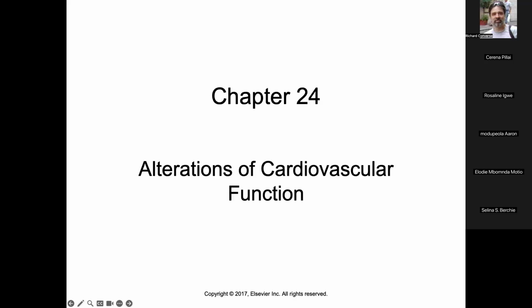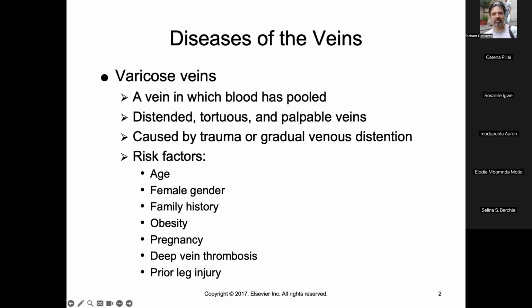Okay, we're going to talk about alterations of cardiovascular function here. And our first is varicose veins. This is a vein where blood has pooled. They become distended, tortuous, and you can palpate them. They're caused by trauma or gradual venous distension.